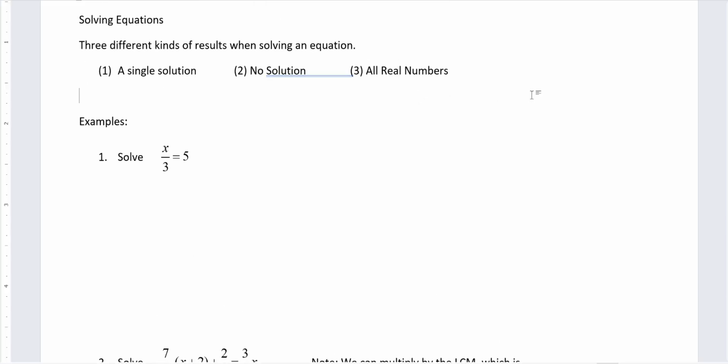We are going to solve the equation x over 3 equals 5. Well, to solve this equation, you need to end up getting x all by itself on one side. That means we need to somehow get rid of the 3. To get rid of the 3, I'm going to multiply the left side by 3. Now, if you multiply the left side by 3, you have to multiply the right side by 3 also.